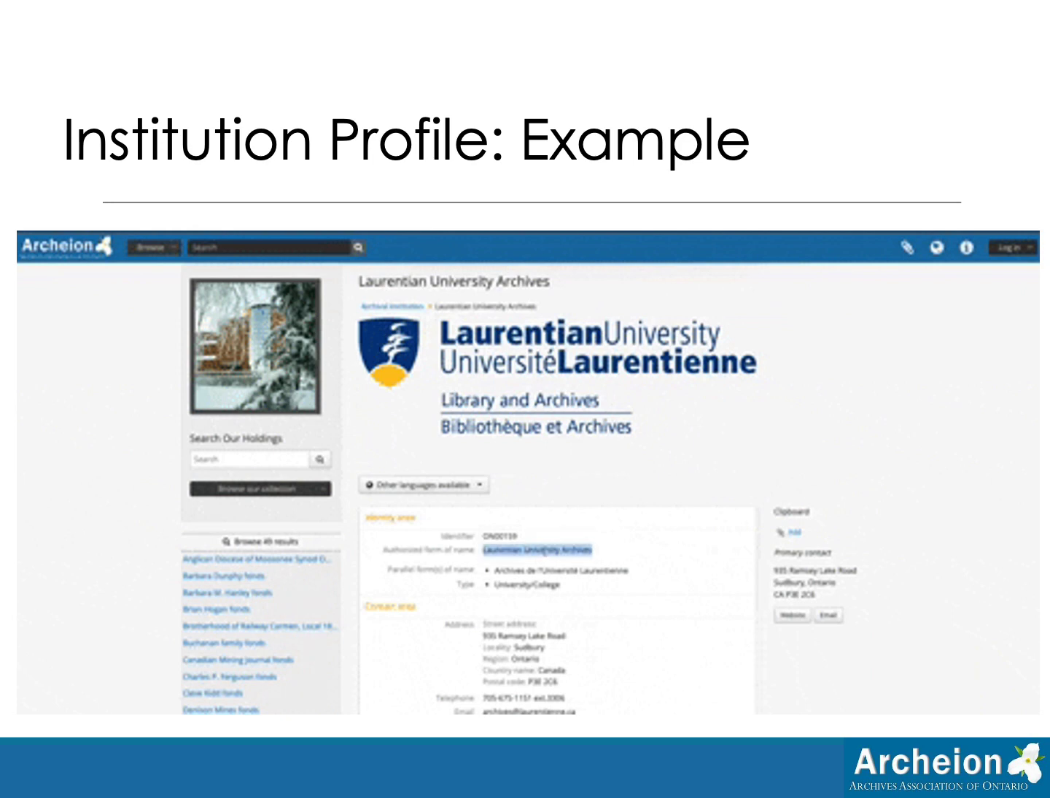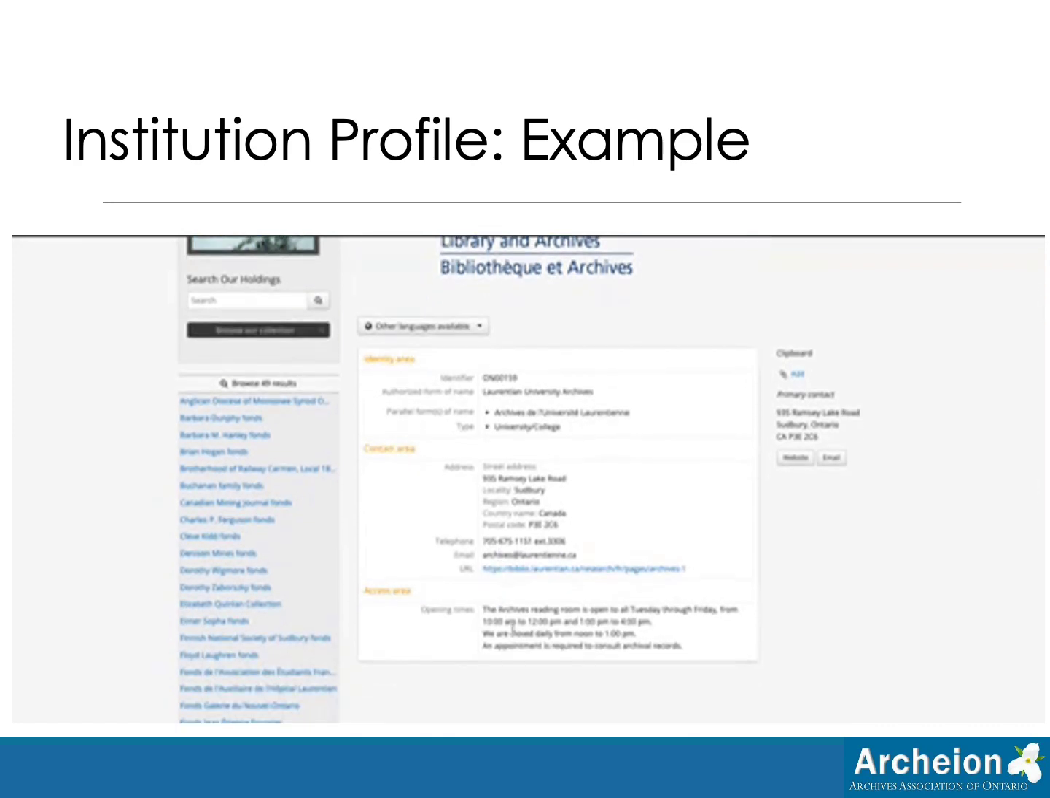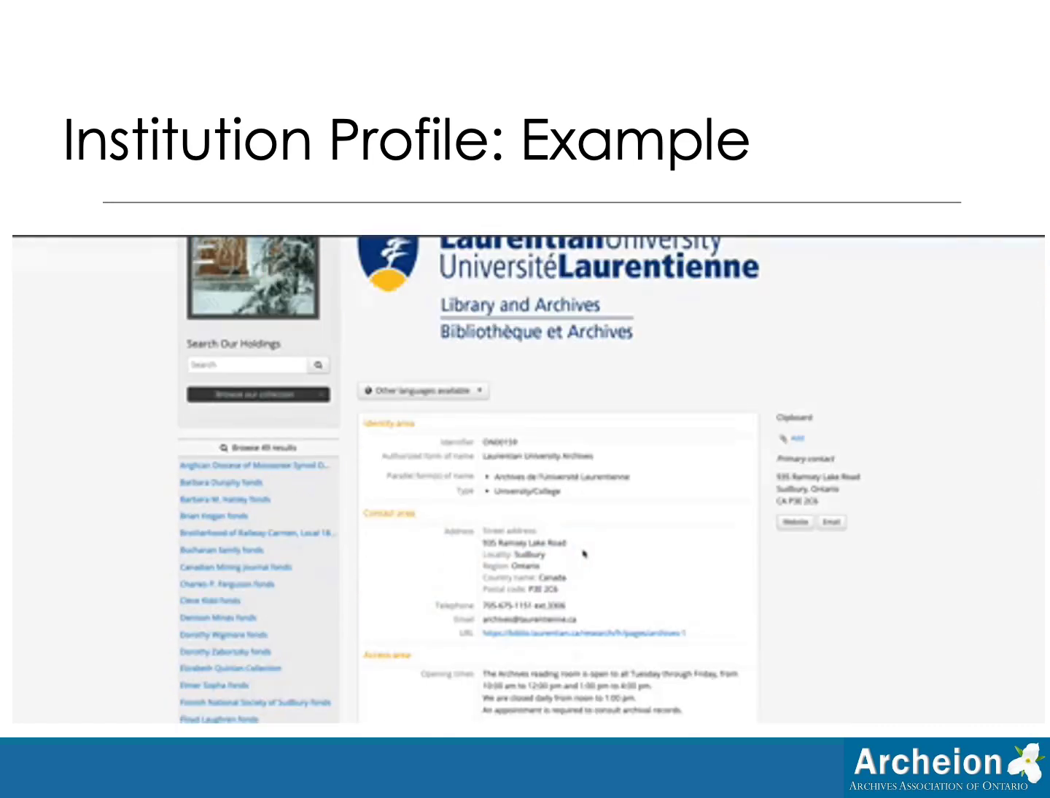Here is a very blurry recording of an excellent Archeion profile that's been filled in fully. So you can see the name of the archives has been added along with a parallel form of name, along with the Archeion institution identifier. Next, you can see the contact area is fully filled in, including a website that is an active link that will take users to find more information about the archives, as well as an email and phone number, and full information about the times of opening for the archives.